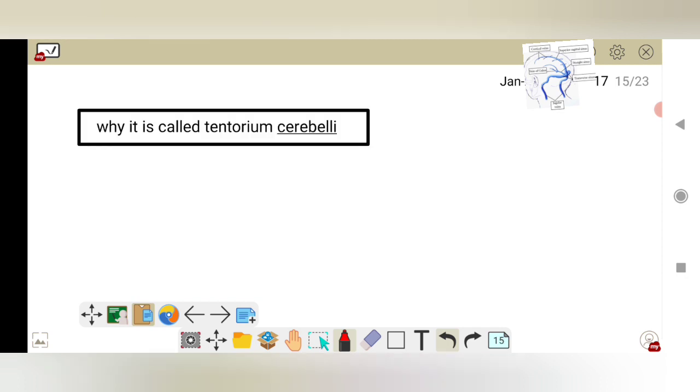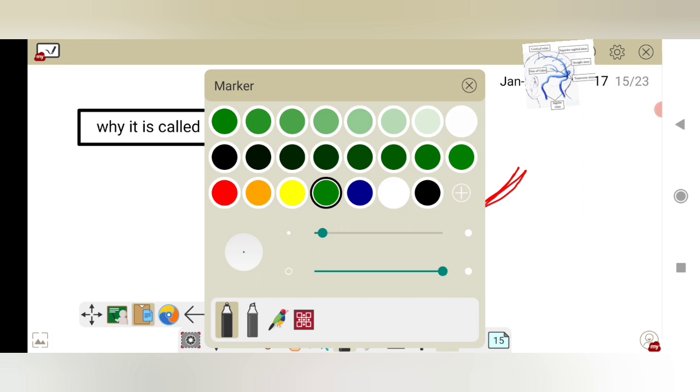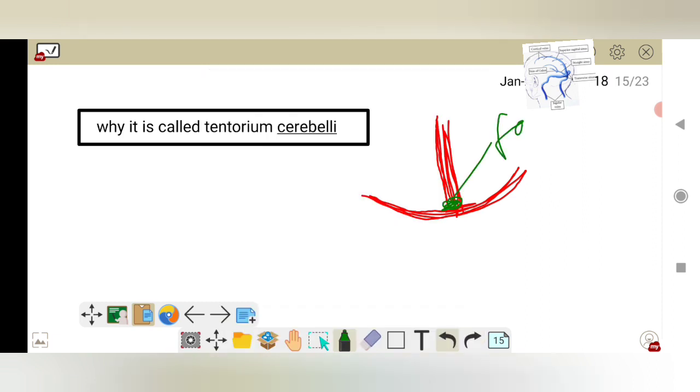Now, why is it termed the tentorium cerebelli? The midline attachment of the falx cerebelli, that is the posterior end of the falx cerebelli, is attached on the upper surface of the tentorium, and it pulls it upwards. This is the tent-like tentorium cerebelli, and this is the posterior end of the falx cerebelli, which gets attached on the upper surface of the tentorium. This falx cerebelli pulls it upwards, and it resembles a tent for the cerebellum. Therefore, it is termed tentorium cerebelli.